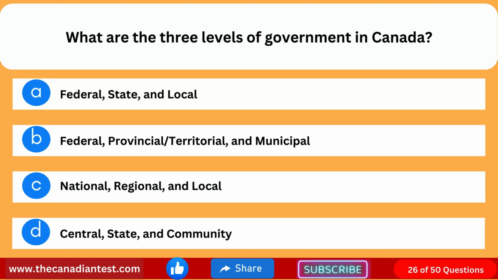What are the three levels of government in Canada? Option A, federal, state, and local. Option B, federal, provincial or territorial, and municipal. Option C, national, regional, and local. Option D, central, state, and community.